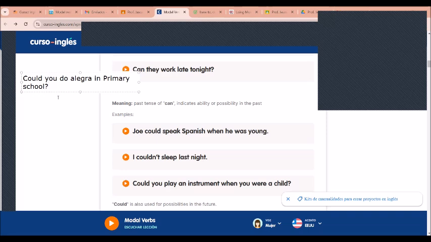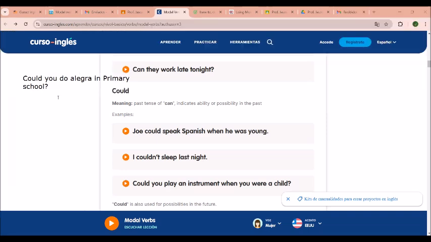Que se podría hacer álgebra en la primaria. Mm-hmm. No, I could. Good. All right. Now, of course, you can now because you're a lot smarter, but imagine a 6, 7-year-old trying to do algebra. Very difficult, right? Good.